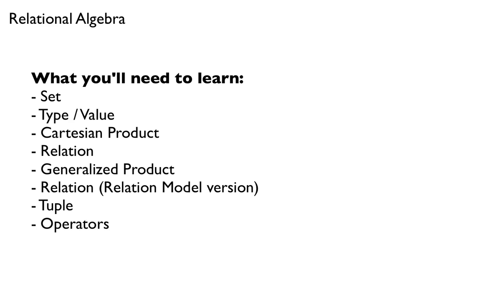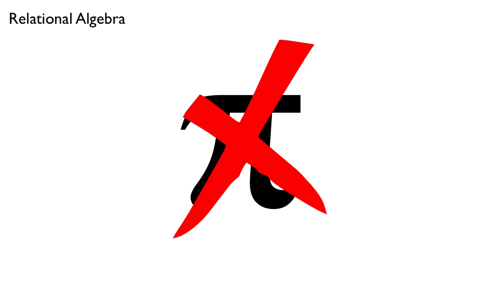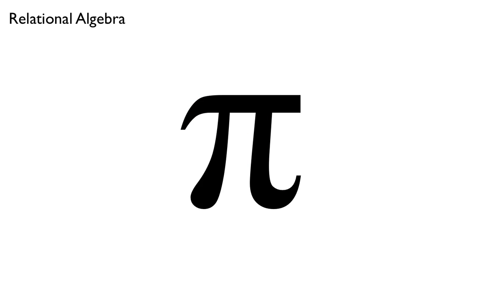You'll need to know what a set is, a type value, a Cartesian product, a relation, a generalized product, a relational model version of a relation, a tuple, and it goes on and on. There's also operators. And no, these aren't your typical plus and equals, divide and multiply. In relational algebra, we have, you might be thinking, wait a minute, I know that one. That's pi. Wrong. This is the operator for projection. Do you see what I mean?